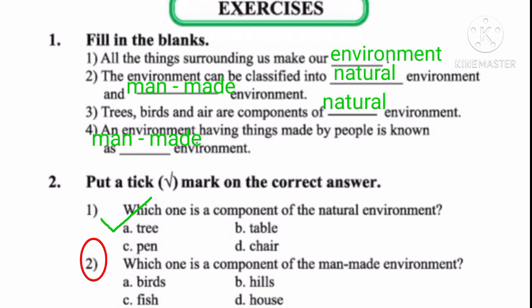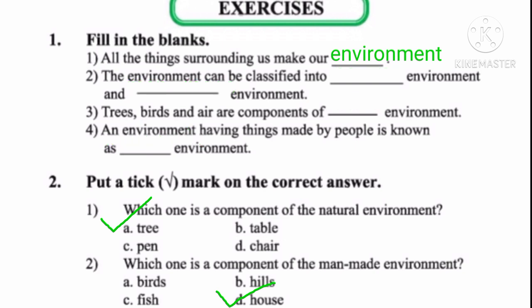Number 2. Which one is a component of the man-made environment? Birds, hills, fish, house. Which one will be the answer? Yes, house. House is a component of the man-made environment.